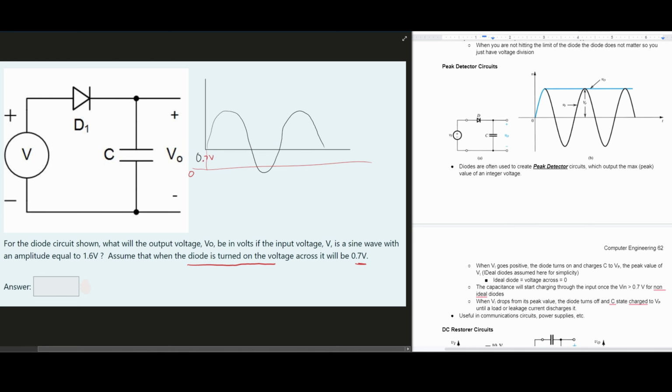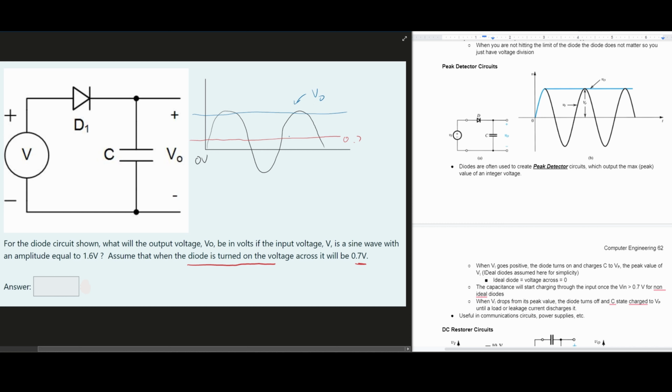But it's important to note the difference, because our sine wave amplitude is 1.6 volts. So even though the diode turns on at 0.7 volts, the entire graph is still going to start at 0 volts. If it turns on after 0.7 volts, that means we are going to start a little bit later. Right here is where 0.7 is. And so our voltage output is going to be right here, like we have it up here.